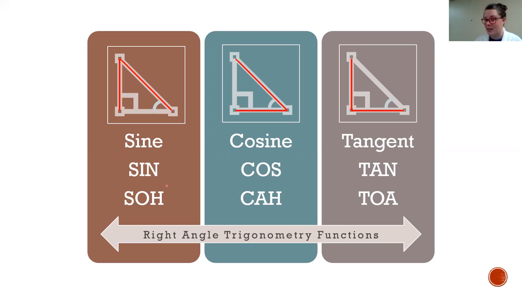Well, what does SOH mean? The sine ratio gives us the relationship between the opposite side and the hypotenuse. So up here in this picture, this is our angle, you'll see the little arc in here. That means this is the angle that is our subject.